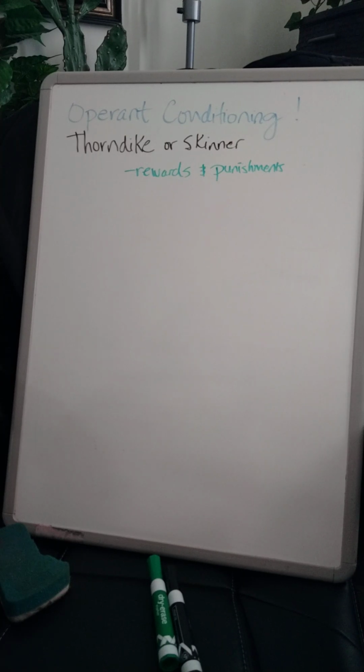Welcome back. In this video, we're going to continue with operant conditioning, which is a lot about rewards and punishments. In our last video, we went over what positive punishment looks like, what positive reinforcement looks like, and what negative punishment and negative reinforcement look like. Now let's continue with something called continuous schedule of reinforcement.